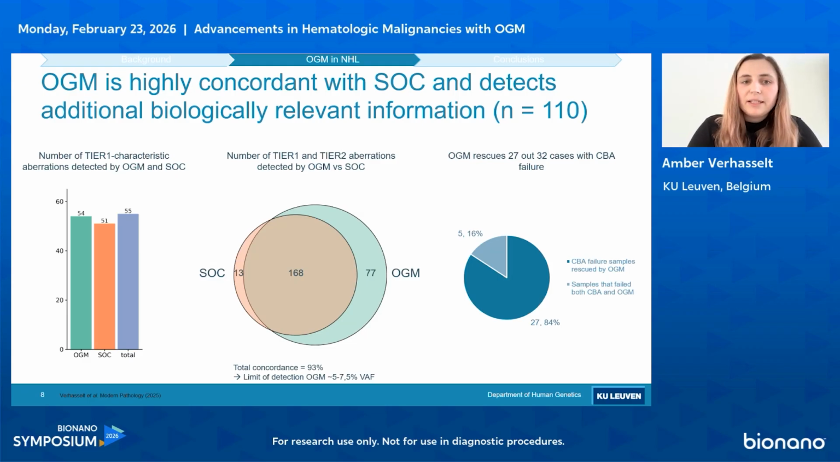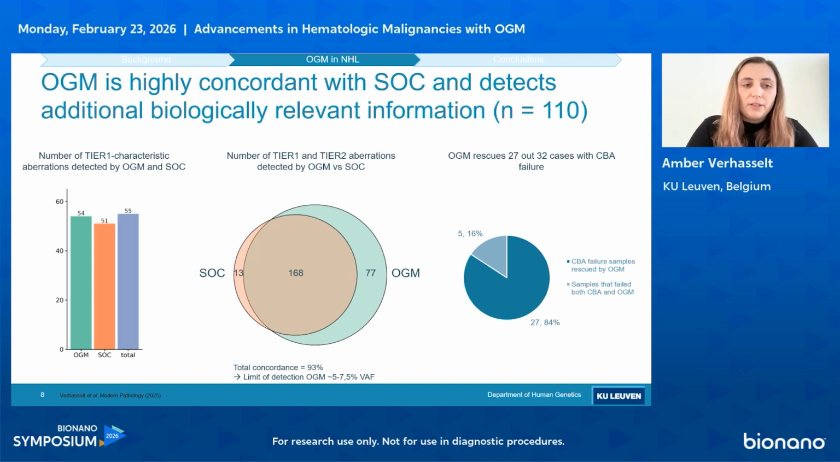So our main finding is that optical genome mapping is highly concordant with the standard of care, and it can also detect additional biologically relevant information. When we look at the tier 1 characteristic aberrations, which is what you can see here, we see that optical genome mapping detected 54 out of 55 tier 1 characteristic aberrations, while the standard of care only detected 51. So optical genome mapping did miss 1 rearrangement. This was a MYC rearrangement in a large B-cell lymphoma, but this rearrangement was present at a very low allele frequency, meaning it was right at the border of the limit of detection of OGM.